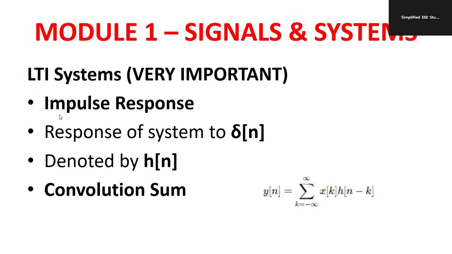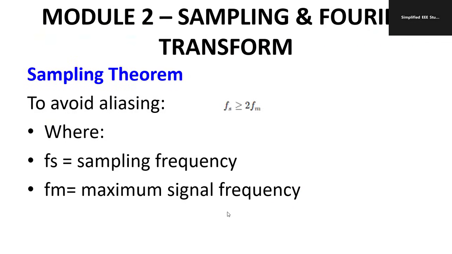What are LTI systems? For LTI systems we talk about the impulse response, which is the response of the system to delta of n, denoted by h of n. The convolution sum is y of n is equal to the sum over k from minus infinity to infinity of x of k h of n minus k. This follows for LTI systems. What is the sampling theorem? To avoid aliasing, we have to maintain the sampling frequency Fs greater than or equal to twice the maximum signal frequency.